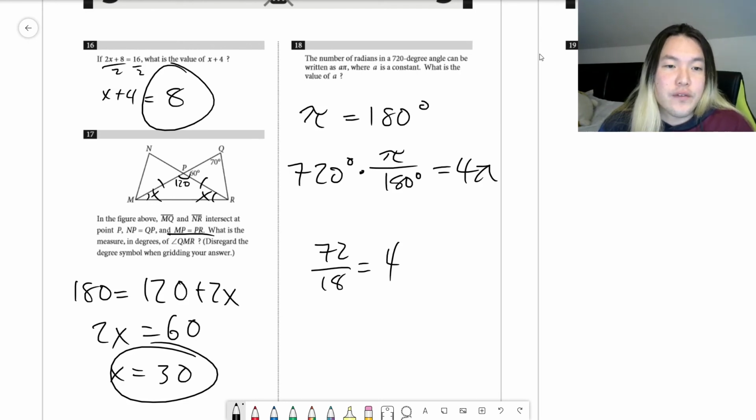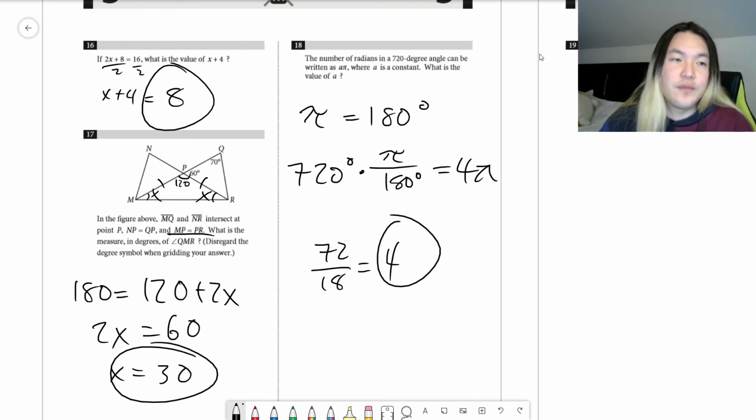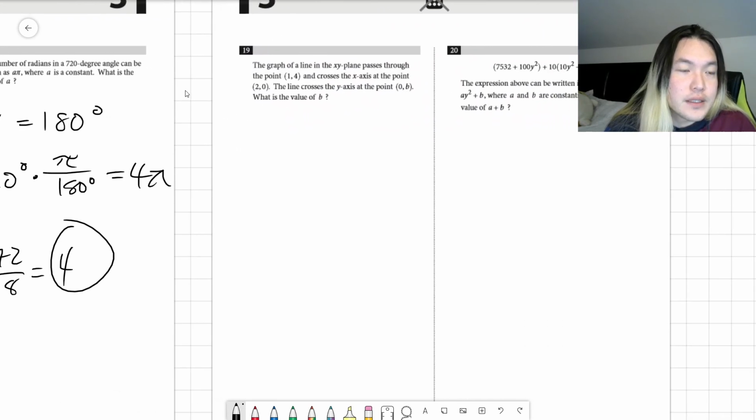They're asking for the value of a. The value of a is 4. Not too bad. Just 2 more questions left.